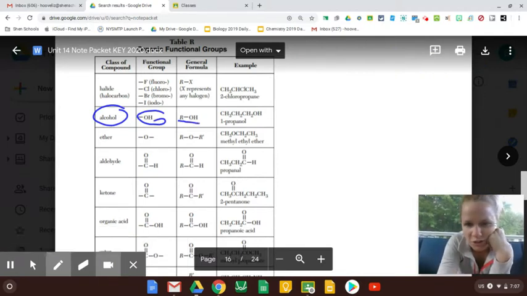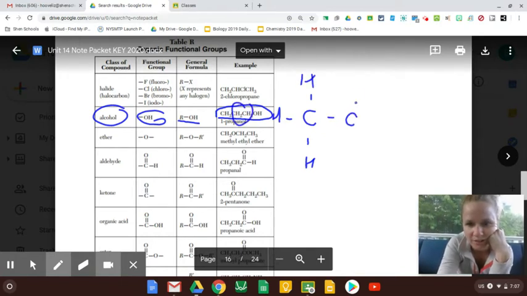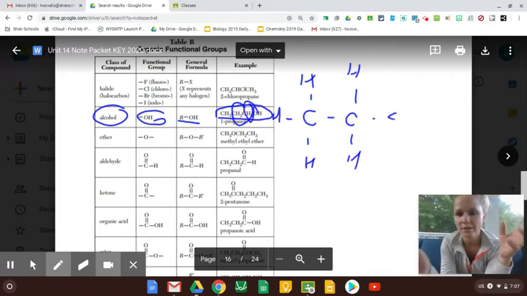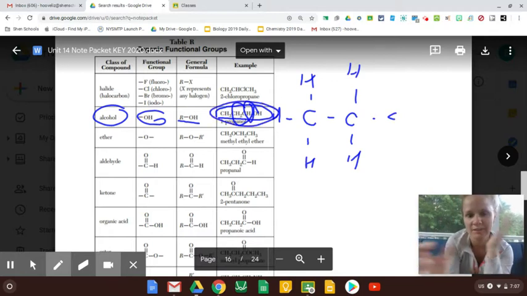This is what we call a condensed formula. So it's like CH3, so instead of drawing a C with 3 H's, and then the next one says CH2, then a C with 2 H's, and then the next one is a C with an H. So instead of drawing the whole thing out, they just made this little condensed formula.